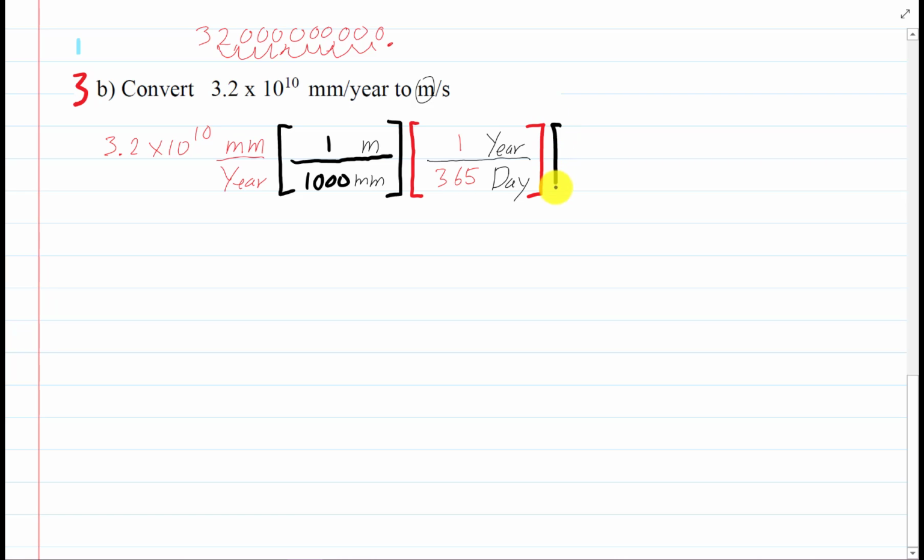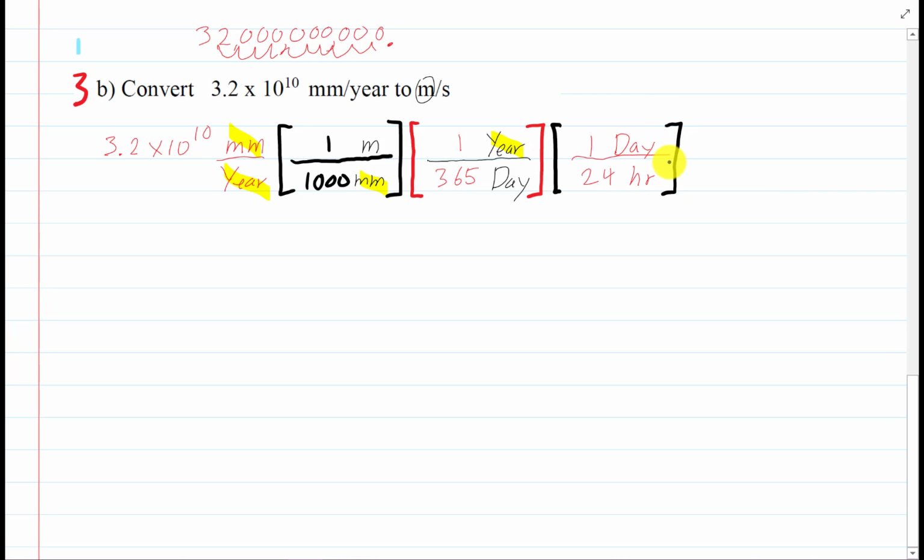Okay, the next one, we got to get rid of days now. Let's just go and cancel units right now. Millimeters and years. So we're now in meters per day, but we want meters per second. So we have to convert that day to seconds. So we have 1 day, and we need to have a different unit underneath. Okay, and that unit is, we're going to go to probably to hours. We can't go right to seconds unless you know that it's 86,400. So we'll just say it's 24 hours in a day.